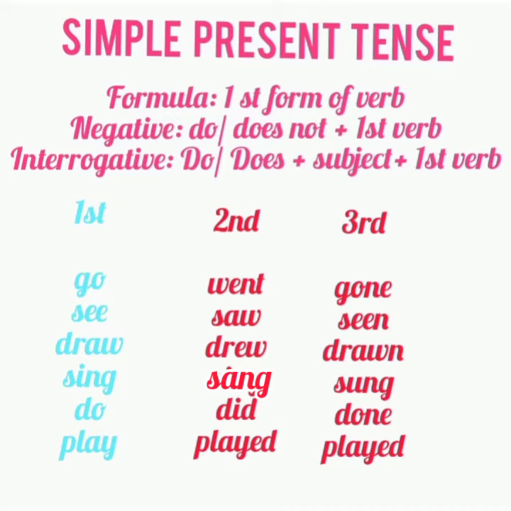Okay, from here we can use only the first form of verbs as simple present tense. The words which are in green color should be used. We cannot use any other forms of verbs like the second form or the third form, but we have to use only the first form of verb.